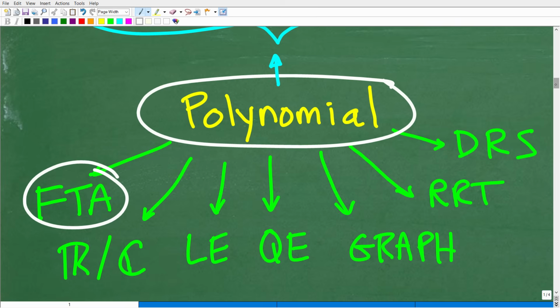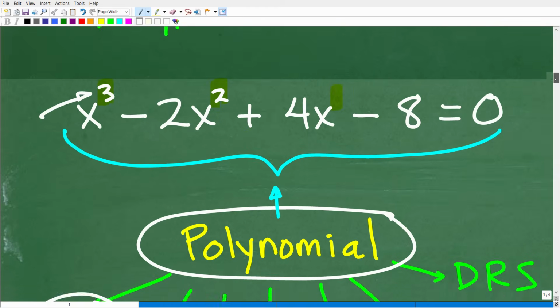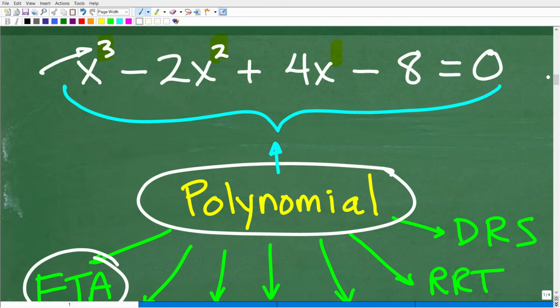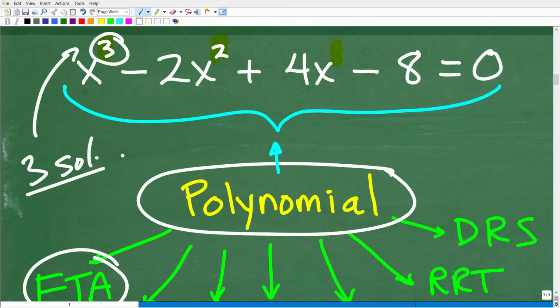What does that say? Well, basically, the short version of what the fundamental theorem of algebra states is that whatever the highest power of your polynomial equation is, that's how many solutions the polynomial will have. So we have a third degree polynomial equation, so we're going to have 3 solutions. That's pretty awesome because now we know how many solutions we're looking for.